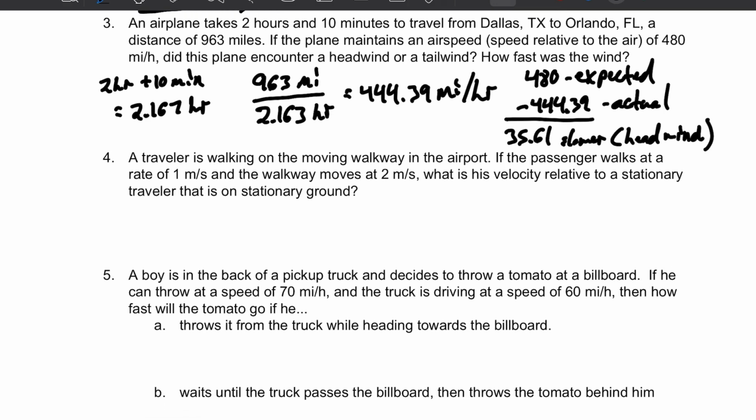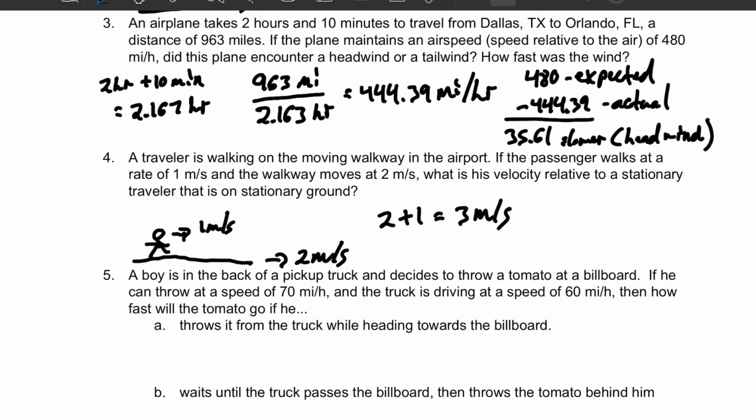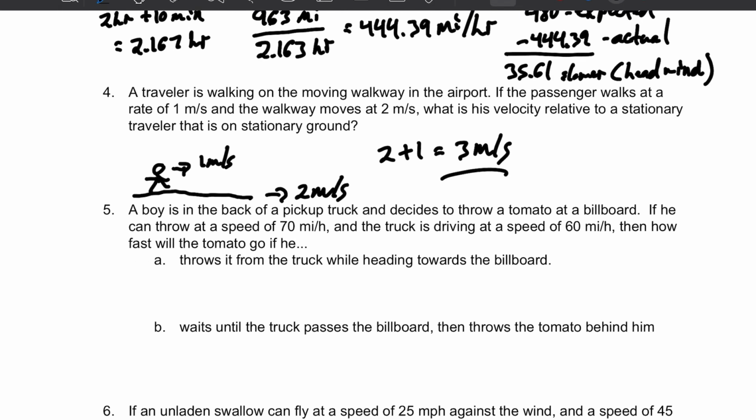A traveler is walking on a moving walkway in the airport. If the passenger walks at a rate of 1 meter per second and the walkway moves at a rate of 2 meters per second, what is the velocity relative to a stationary traveler that is on stationary ground? So if someone's just standing there watching, if the person's not walking forward, they'll just move at 2 meters per second, but they're walking an additional 1 meter per second. We're going to add that. 2 plus 1 equals 3 meters per second.